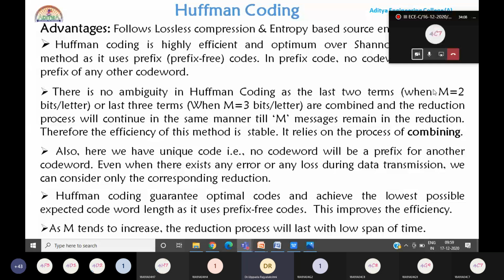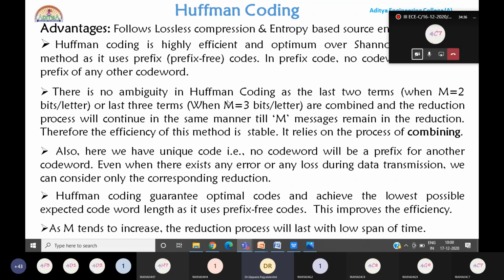So I told you the advantages of Huffman coding. It follows the lossless compression technique and entropy based source encoding process. That is the common advantage for both the Shannon-Fano and Huffman coding. And in Huffman coding, no code word is a prefix of other code word. No code word is a prefix of other code word.